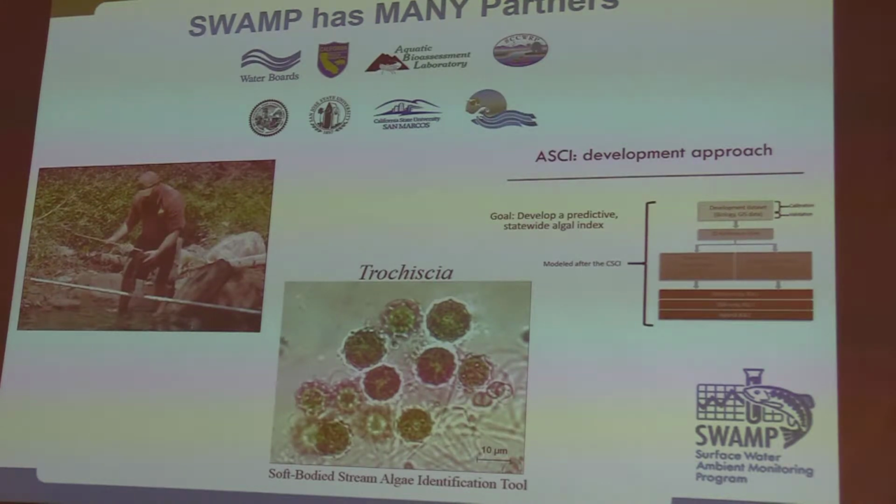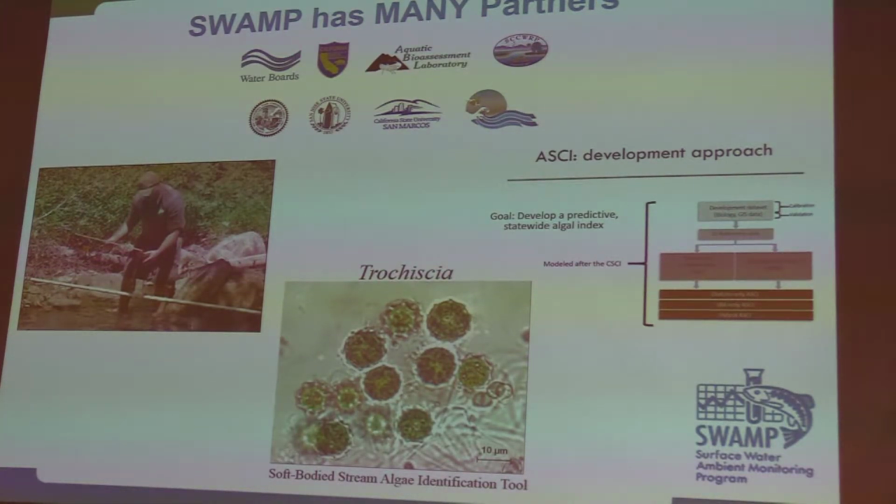So to run the bioassessment program, SWAMP has many partners. The California Department of Fish and Wildlife Aquatic Bioassessment Laboratory and the California State University Chico are the lead in designing, managing, and implementing the SWAMP statewide bioassessment program. And there's a picture of someone doing a CABW embeddedness measurement.